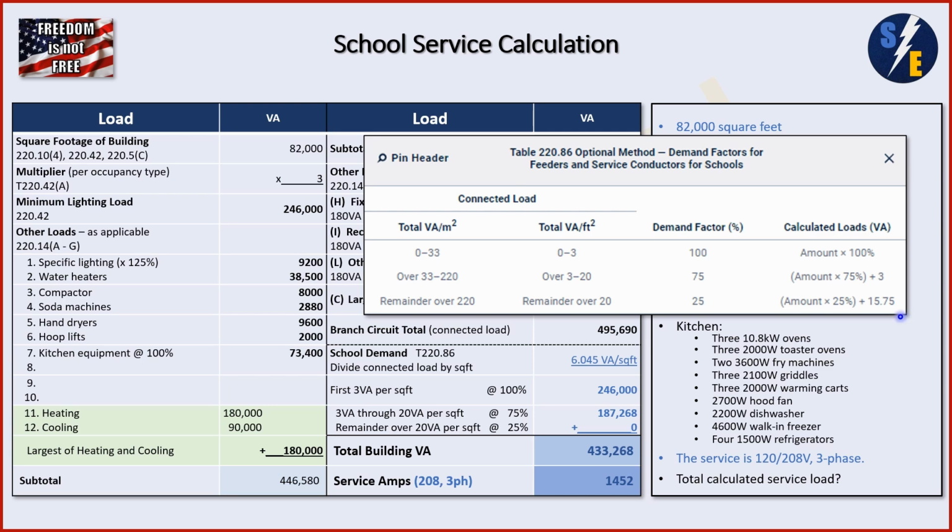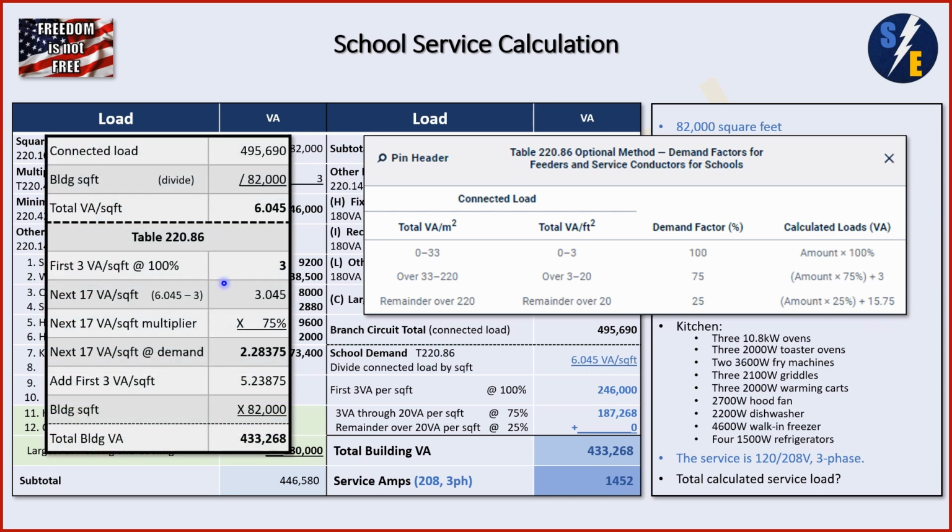So how that works is we're going to use the little table over here. We have our connected load, 495,690 from right here. We're going to divide by the building square foot, which is 82,000, and we come up with our total VA per square foot, which is 6.045. So that is our VA per square foot for the building off of our connected load.